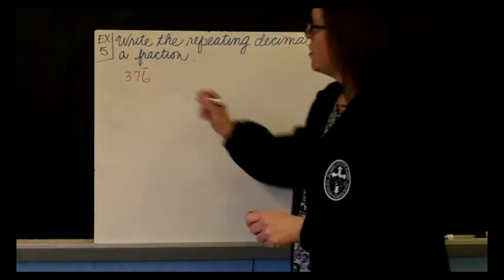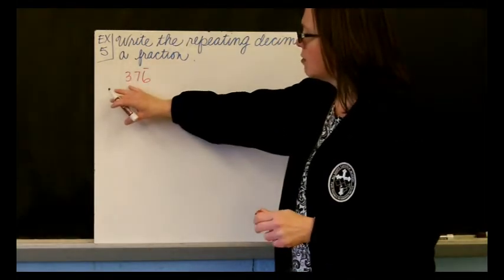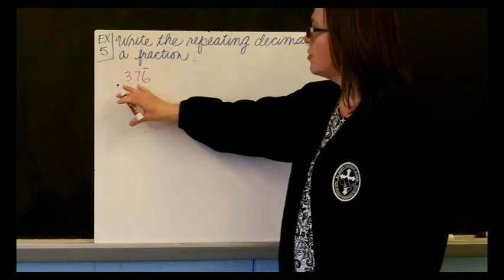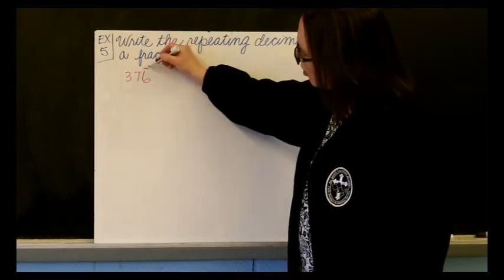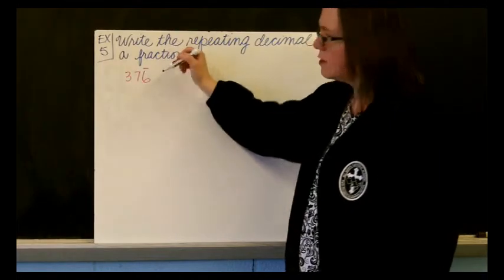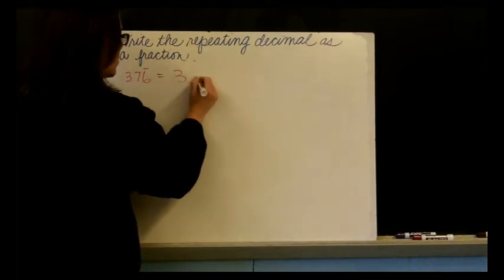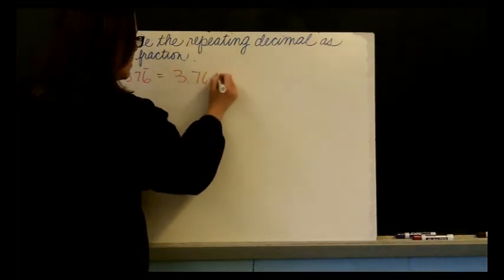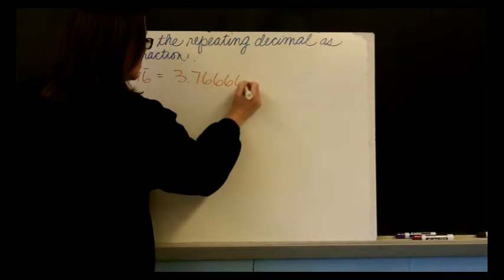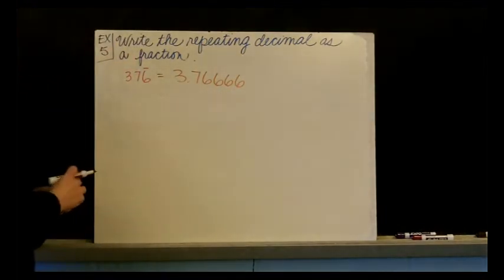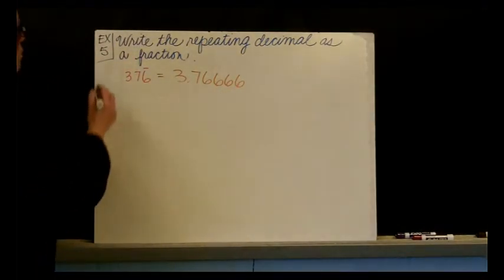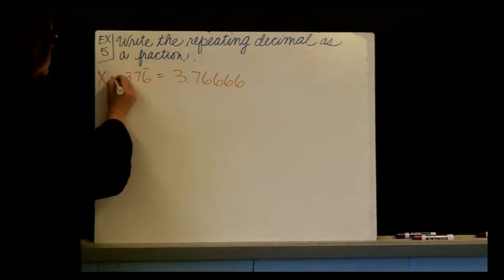So I hope you can read this clearly enough. Our number is 3.76, and the bar is above the 6. That means the 6 gets repeated. So let me be very clear. That means it's 3.76666 repeated. And we're going to call this x.